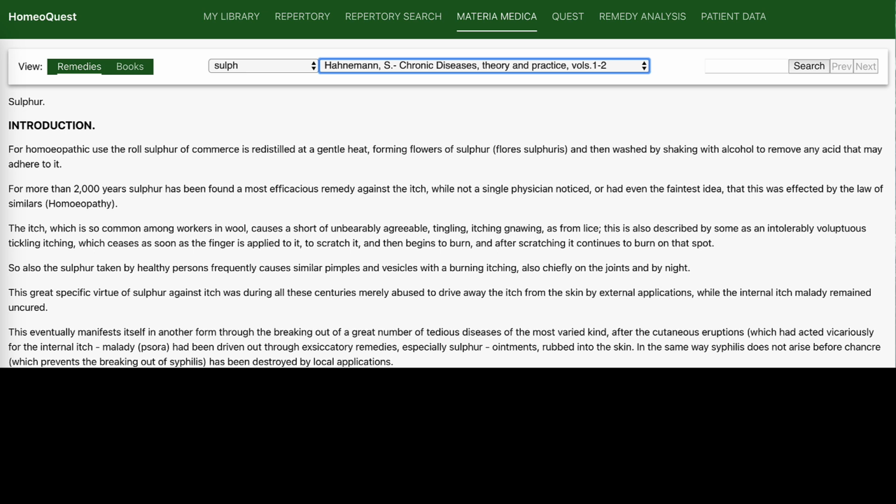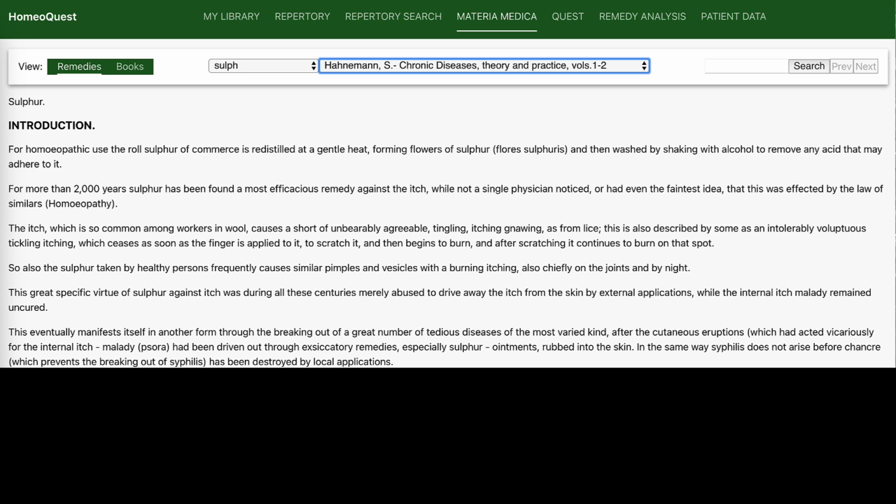So he said for more than 2000 years, sulfur has been found a most efficacious remedy against itch, while not a single physician noticed that this was effected by the law of similars. The itch, which is so common among workers in wool, causes a sort of unbearable, agreeable tingling, itching, gnawing as from lice. Described by some as an intolerable, voluptuous itching, tickling, which stops as soon as the finger is applied to it to scratch it, and then begins to burn. After scratching, it continues to burn on that spot. This is the secondary manifestation of the itch.